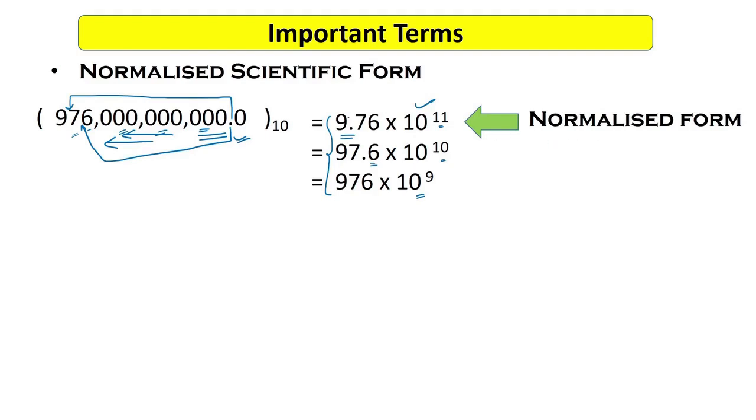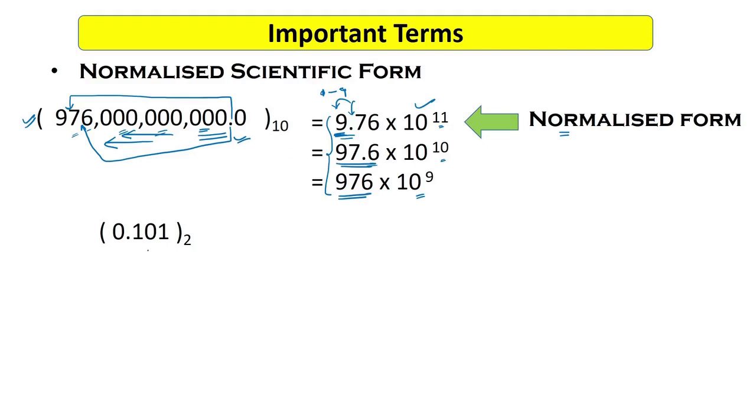Whenever there is a decimal point and on the left side there is only one digit, so if I talk about decimal representations, then on the left side of this decimal point there should be only one digit from 1 to 9, let's say, okay? Then that particular scientific notation form is specifically called normalized scientific form or normalized form.